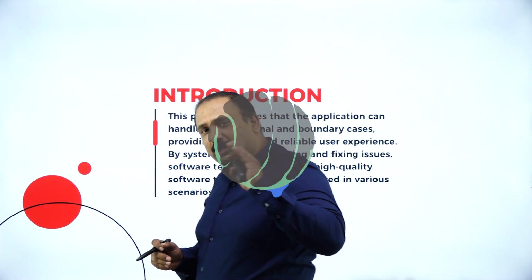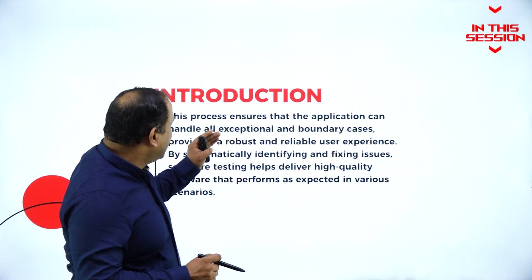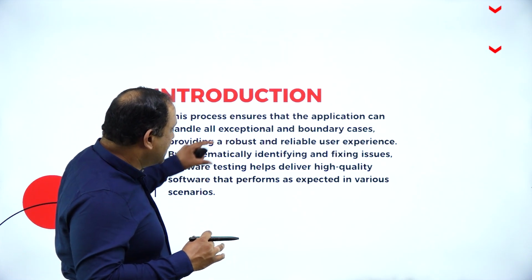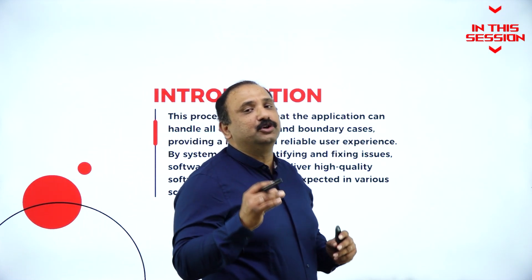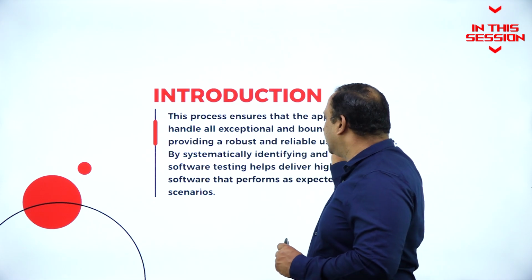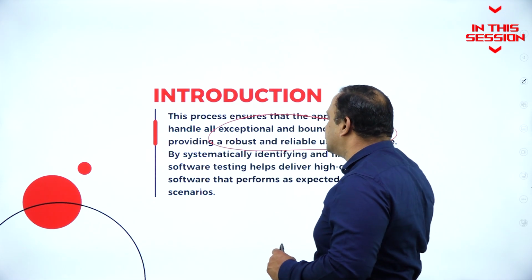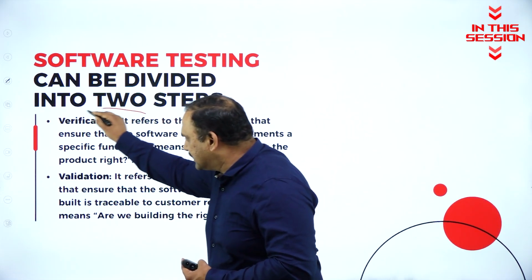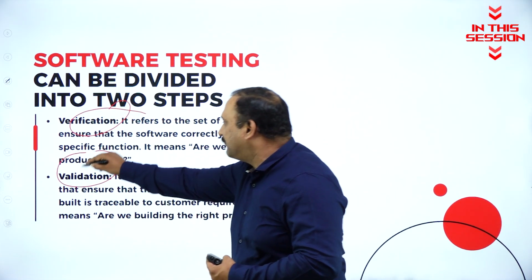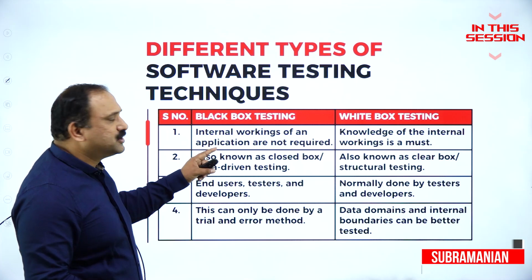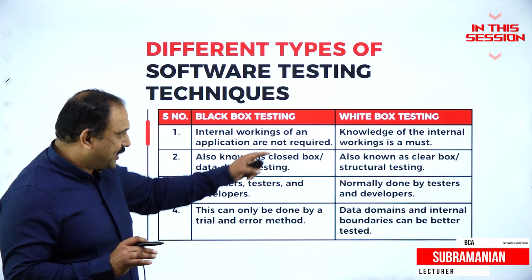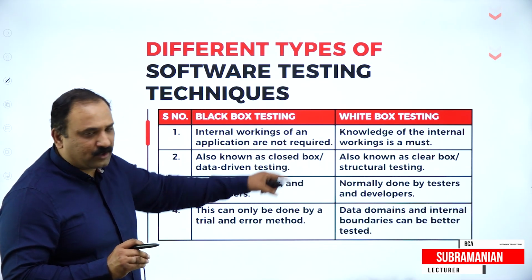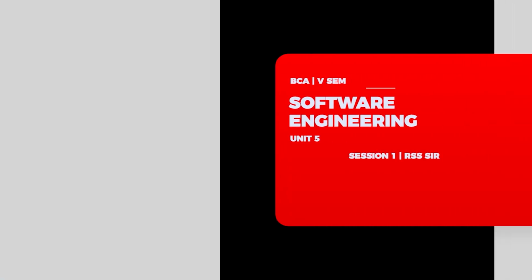This process also ensures that application can handle all exceptional and boundary cases, providing a robust user experience. Now, this word is very, very important for us. Software testing can be divided into two steps. Step one is the verification, and then comes the validation. Internal workings of the application is not required. There it is must. It is also known as a closed box testing. There it is called as a clear box testing.